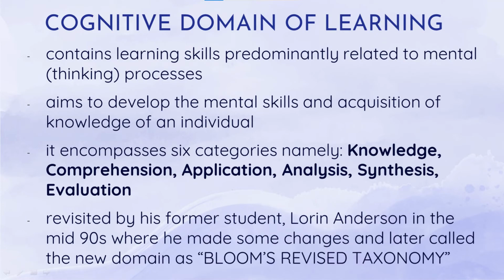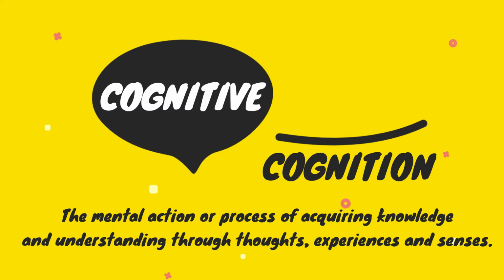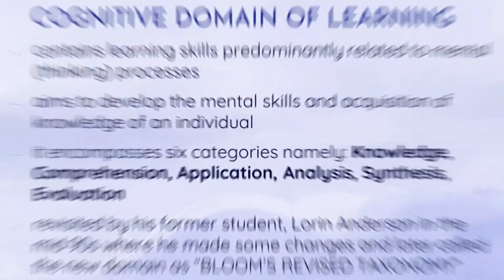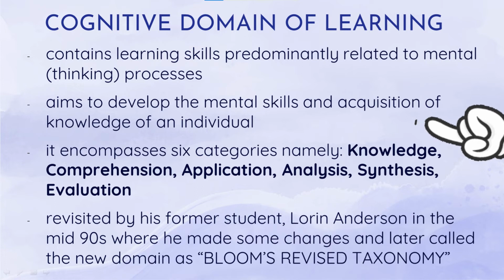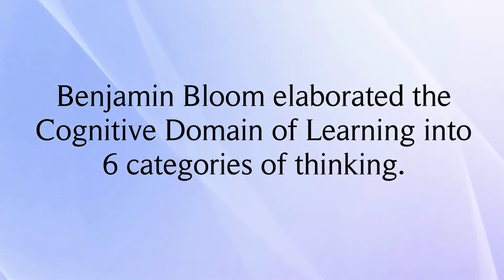The cognitive domain of learning contains learning skills predominantly related to mental thinking processes. This can be explained by the fact that the word cognitive comes from the word cognition, which refers to the mental action or process of acquiring knowledge and understanding through thoughts, experience, and senses. Therefore, the cognitive domain of learning aims to develop the mental skills and acquisition of knowledge of an individual. Benjamin Bloom in the year 1956 further elaborated the cognitive domain of learning into 6 different categories of thinking.